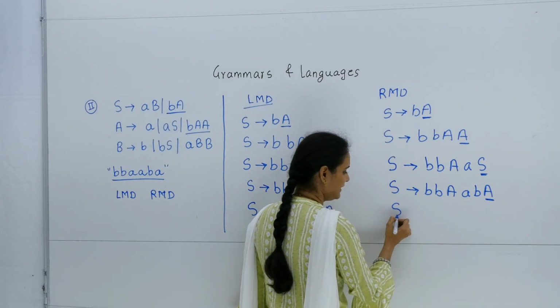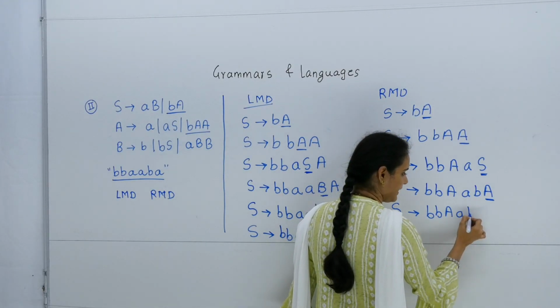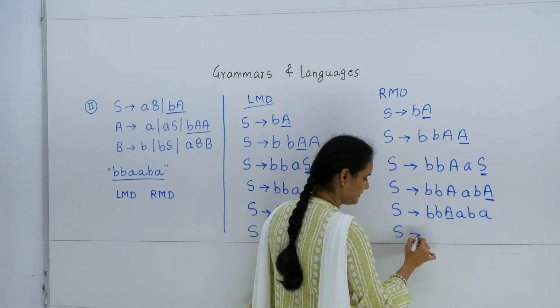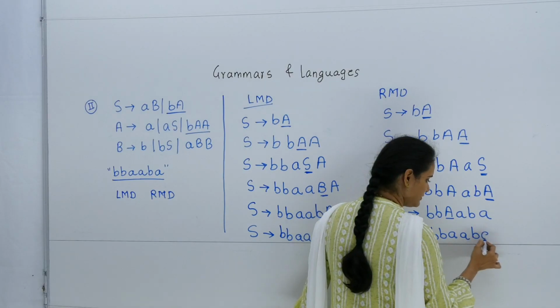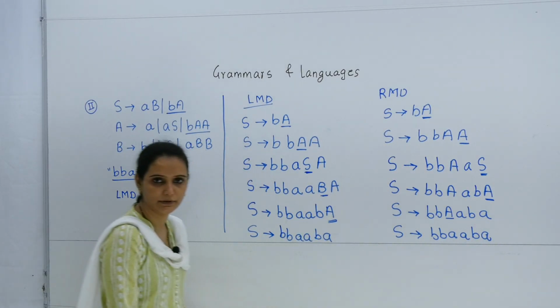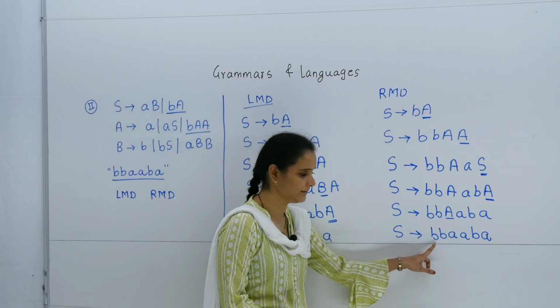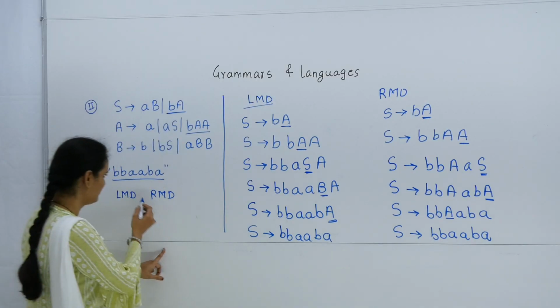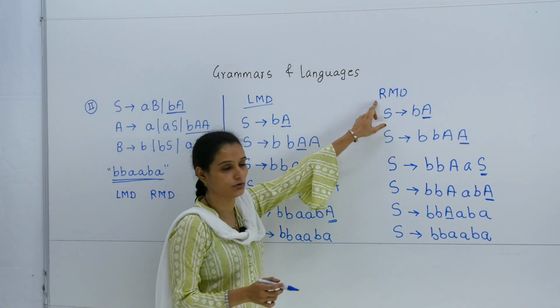That capital A can be replaced by small a. Again only one non-terminal is remaining, which is again replaced by using the production rule A produces small a. Therefore here we have obtained the string BBAABA, the same string which is asked in the question, by using the rightmost derivation.